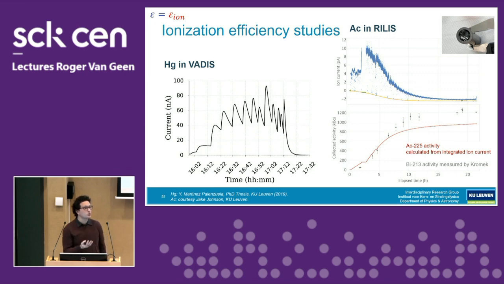Those are huge numbers. Typical ionization efficiency are 1, maybe 2%. And here we're talking for mercury in the VADIS and for actinium in the RILIS about 10 to 15%. Those are really impressive numbers. Note, however, how long it took us to do that in this case, and that was about a day.